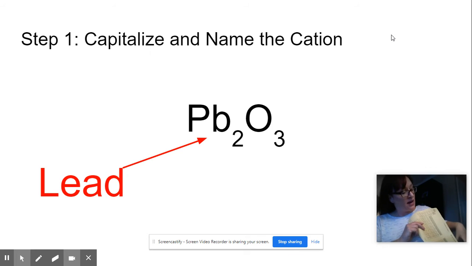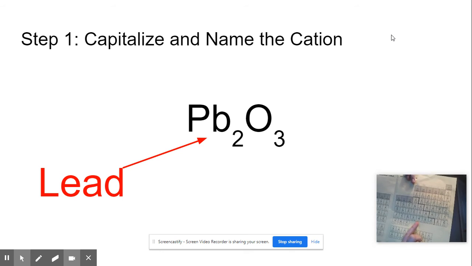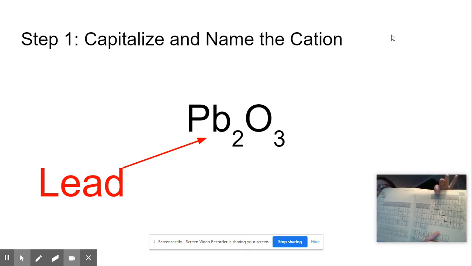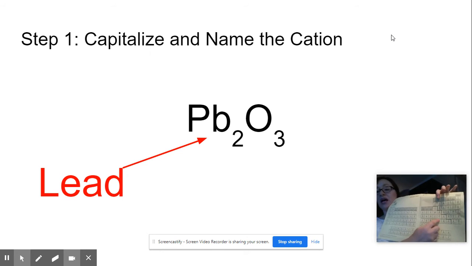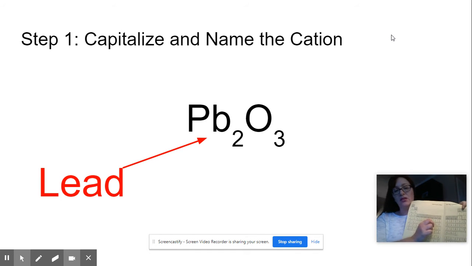So for my metal cation, I have to find Pb. And Pb is right here on the periodic table. It is in group 14, and it's kind of underneath this stair-step line, which means it's what we call a post-transition metal, or I like to call them poor metals. So anytime you have a metal cation that is a transition metal, so groups 3 through 12, or one of these here at the bottom, like lead or tin in particular, you're going to need to include a little bit more information. So let's look at step 2.